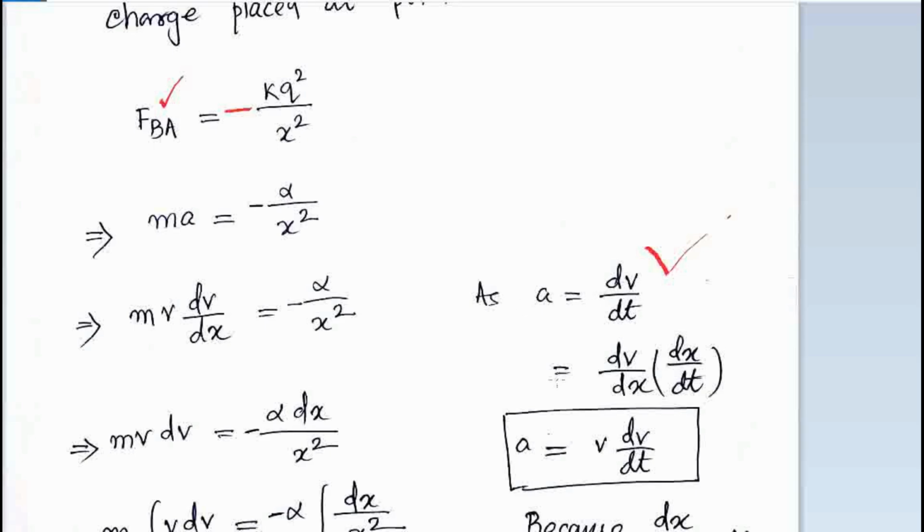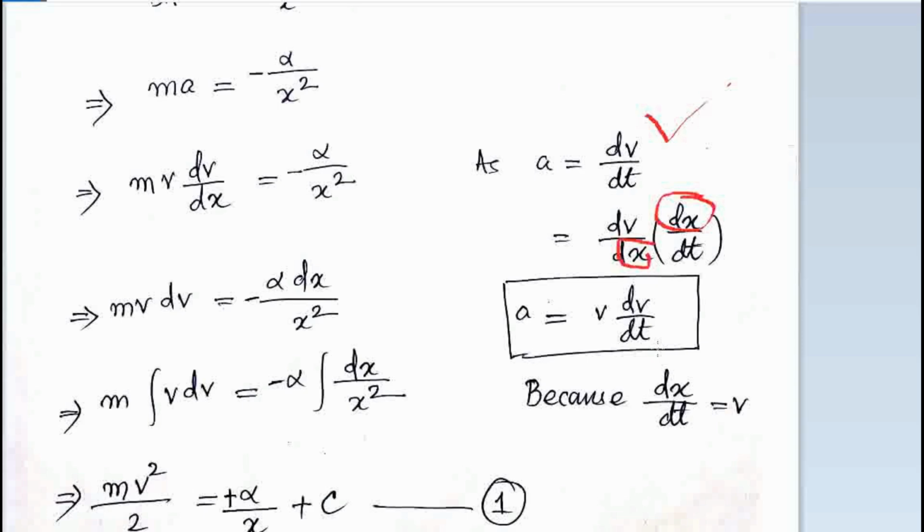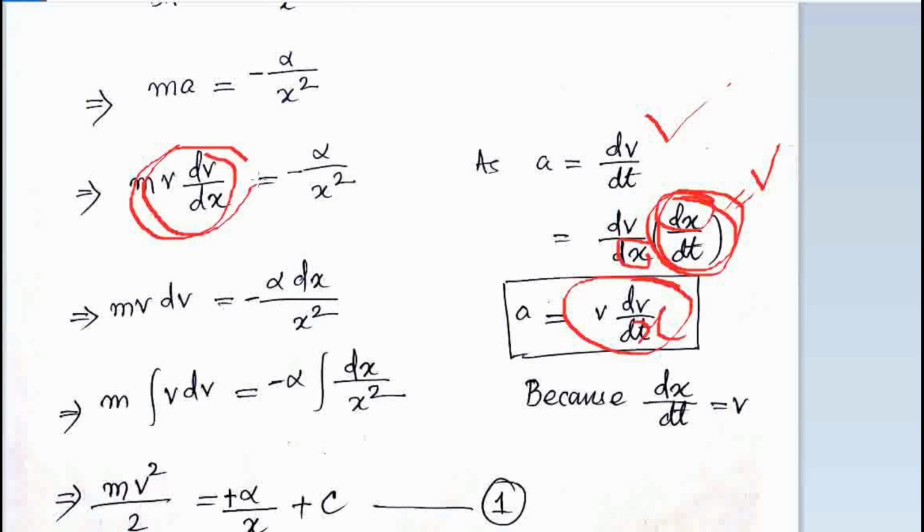So acceleration can be written as dv by dx times dx by dt, so dx term is divided here and multiplied in the numerator. This dx by dt term will be v, because velocity equals position by time. So it is v dv by dx, sorry, this is not dt, this is dx. So this is used here.